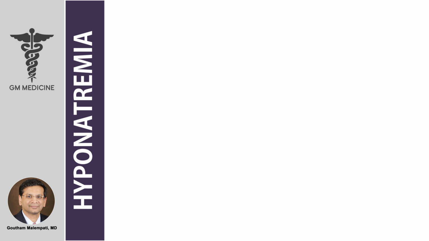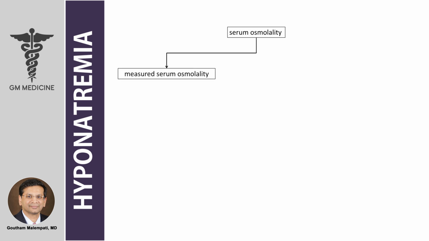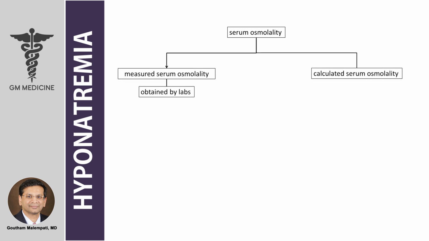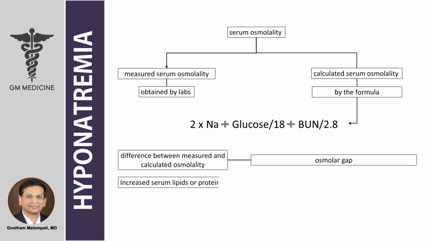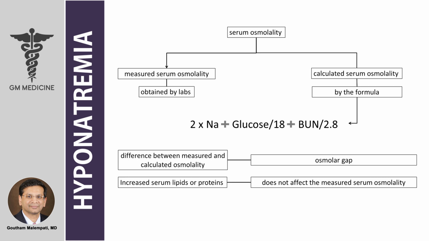Some of the labs needed for assessment of hyponatremia. Serum osmolality can be obtained either as measured serum osmolality, which we can get by labs, or as a calculated serum osmolality by the formula: 2 times serum sodium concentration plus serum glucose concentration divided by 18 plus blood urea nitrogen divided by 2.8. The difference between measured and calculated osmolality results in the osmolar gap. Increased serum lipids or proteins do not affect the measured serum osmolality.